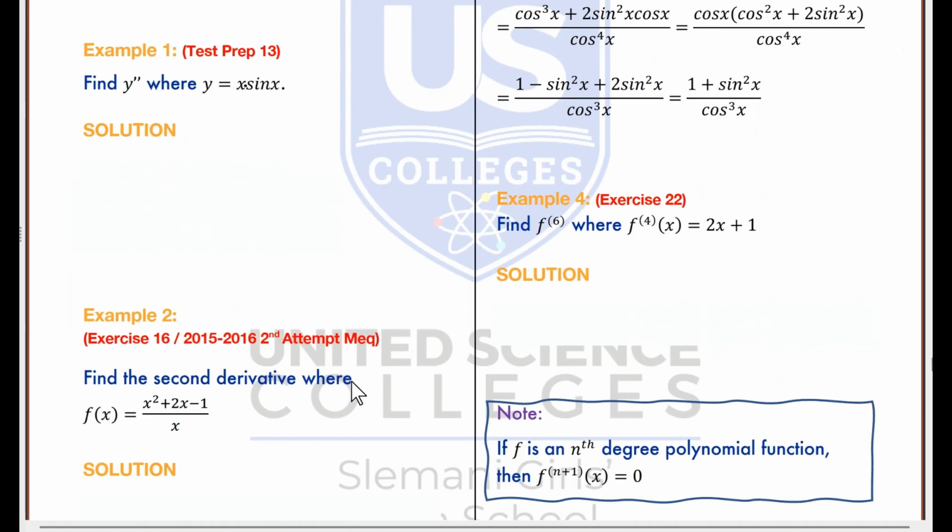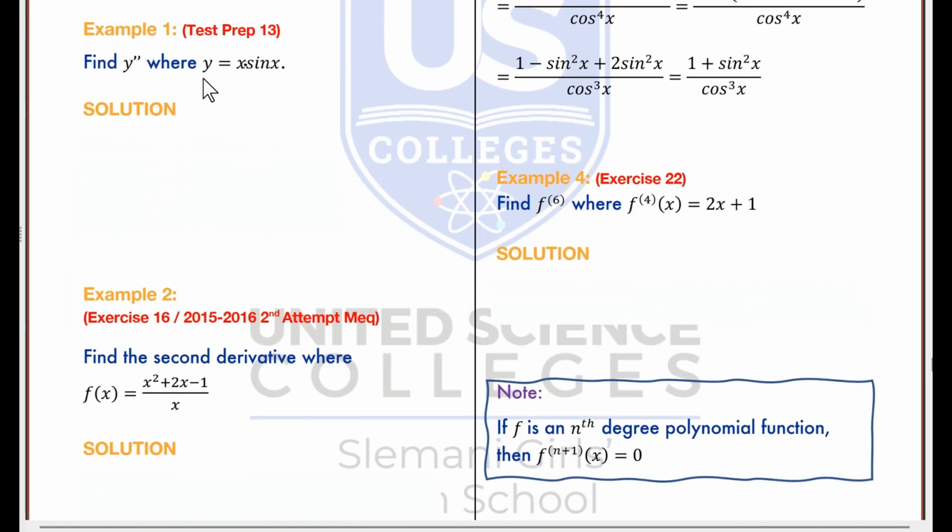First question, test prep 13. Find second derivative, y double prime. So first, find first derivative. There is a product here, apply product rule, derivative of first, 1 times second function, sine x, plus first function times derivative of second function. And this is my first derivative.